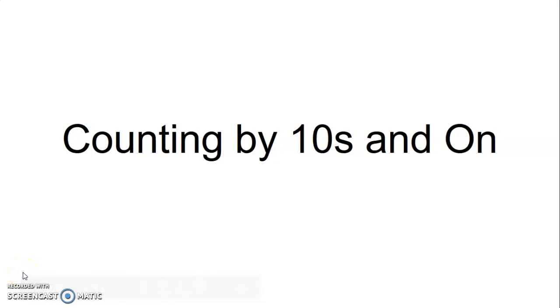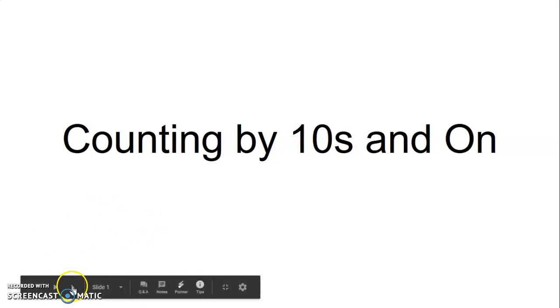All right, so today we're going to be practicing counting by tens and then counting on. So we're combining two things we've already practiced. Remember, when we're counting on, we have to think about the number that comes right after it. Counting by tens is when we skip count. So let's practice.